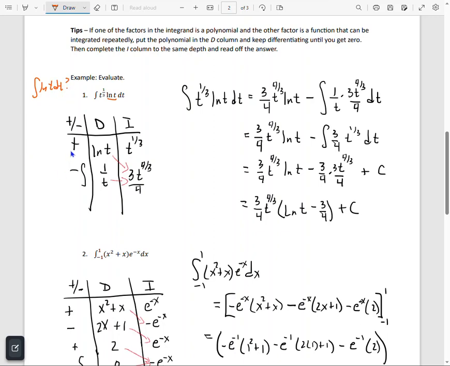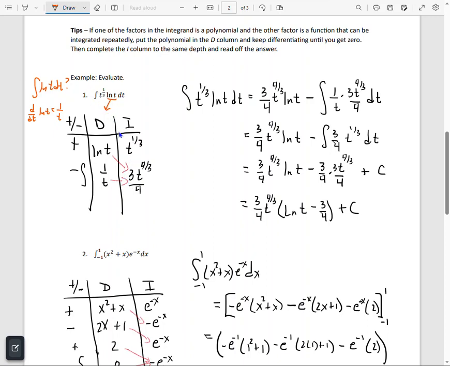We have no idea, but we know that the derivative of the natural log of t is just 1 over t. So we always put the natural log, or a log of any type, in the derivative column because we can find the derivative, we cannot find the integral. So I'll put natural log of t and I'll find its derivative, 1 over t. This is never going to stop, right? It's not a polynomial, so I'm just going to do 2 steps.